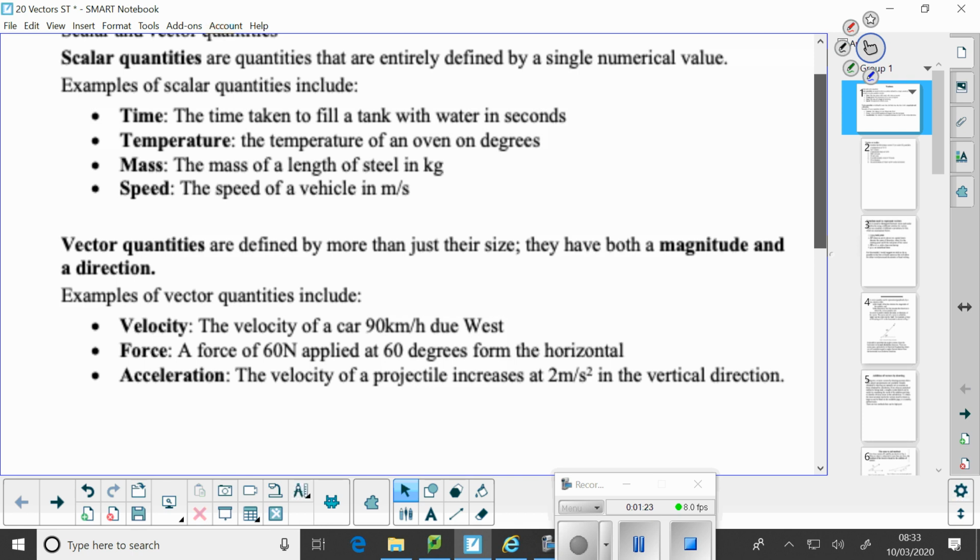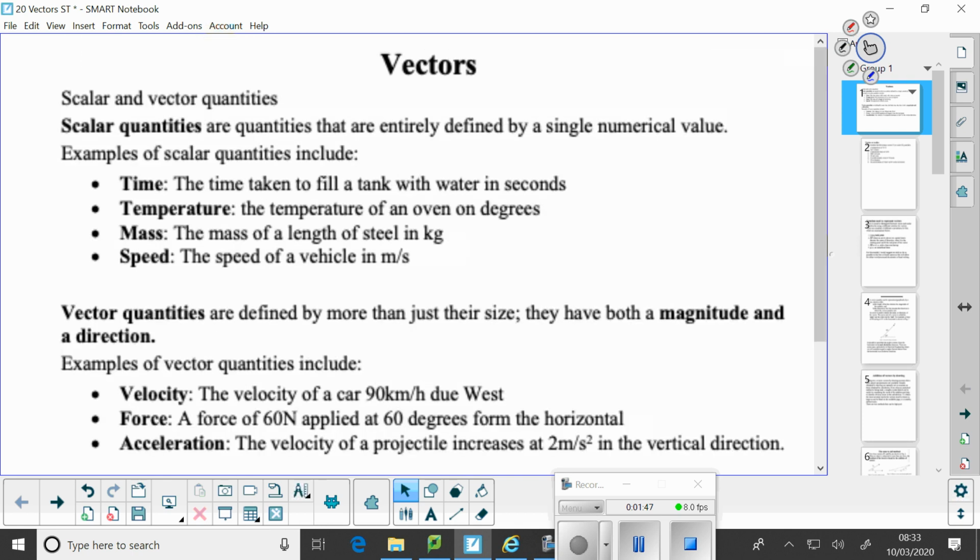Force, a force of 60 newtons applied at an angle of 60 degrees horizontal. Acceleration, the velocity of a projectile increases at 2 meters per second squared in a vertical direction. Yeah? So we've been looking at quantities that are effectively vectors.